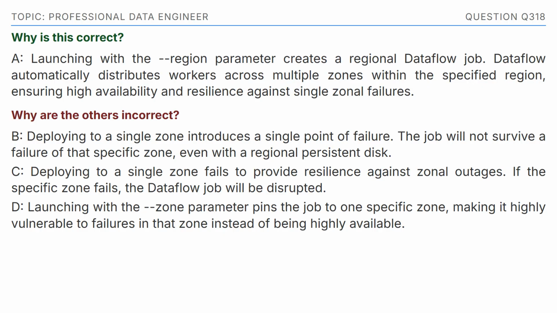Why are the others incorrect? B. Deploying to a single zone introduces a single point of failure. The job will not survive a failure of that specific zone, even with a regional persistent disk. C. Deploying to a single zone fails to provide resilience against zonal outages. If the specific zone fails, the Dataflow job will be disrupted. D. Launching with the zone parameter pins the job to one specific zone, making it highly vulnerable to failures in that zone instead of being highly available.